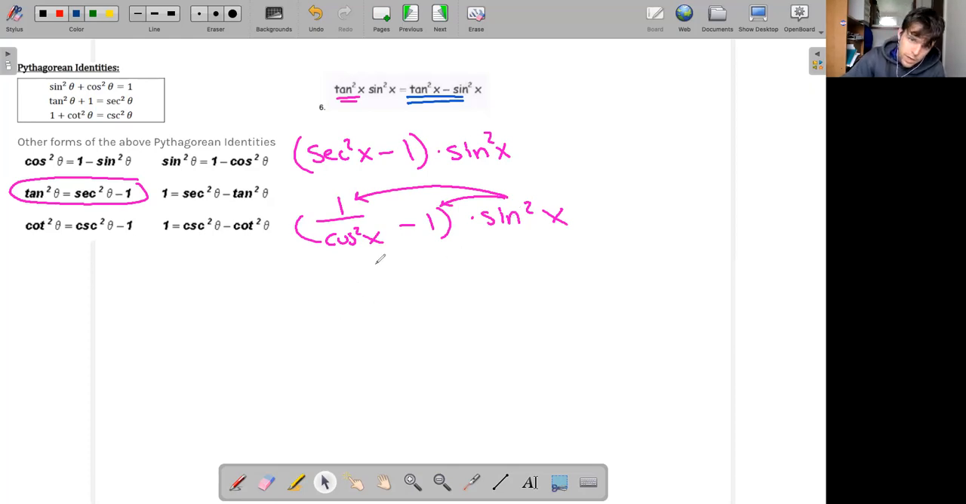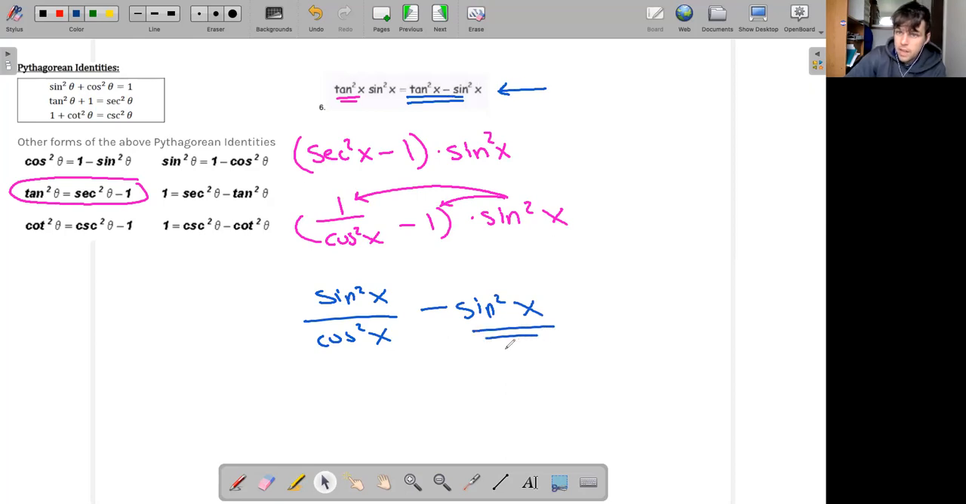So sine squared times this is going to be sine squared x over cosine squared x, minus sine squared times 1 is just going to be sine squared x. Okay. Let's look where we're trying to get to, right? Pay attention to that always. So we have this minus sine squared. We already kind of have that accomplished.